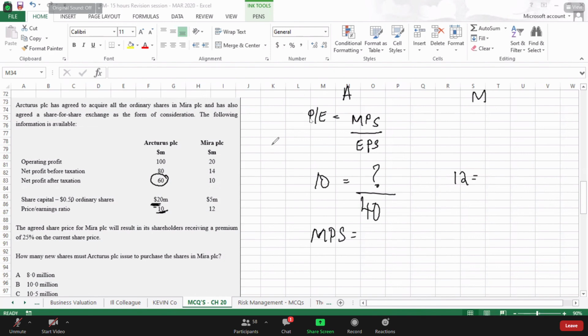EPS is 1.5. Sorry, my bad. I have taken the number of shares. So that is 60 divided by 40, which is 1.5. How did I get 1.5? 20 divided by 0.5 is the number of shares, 40 shares. 60 divided by 40 will give you 1.5. So what is the market price? $15. And similarly over here, how much is it?